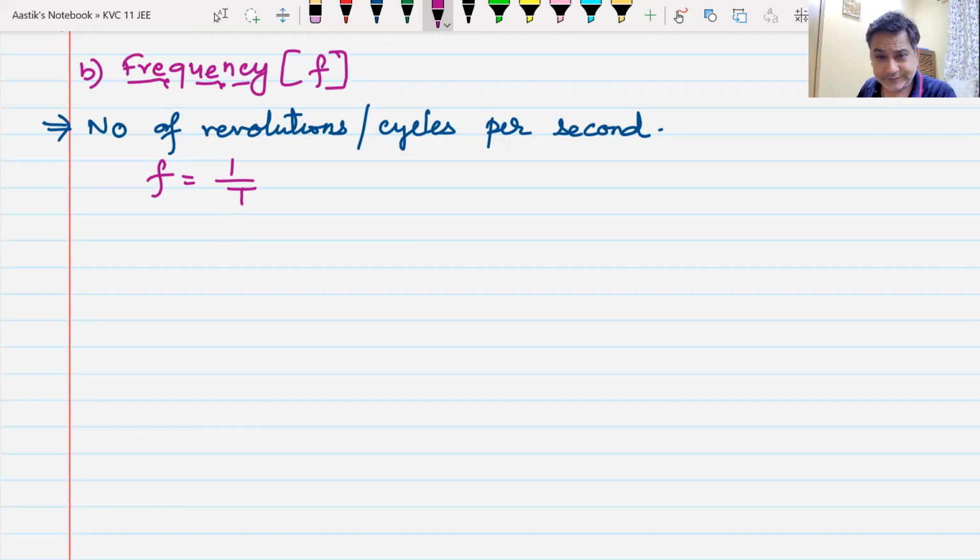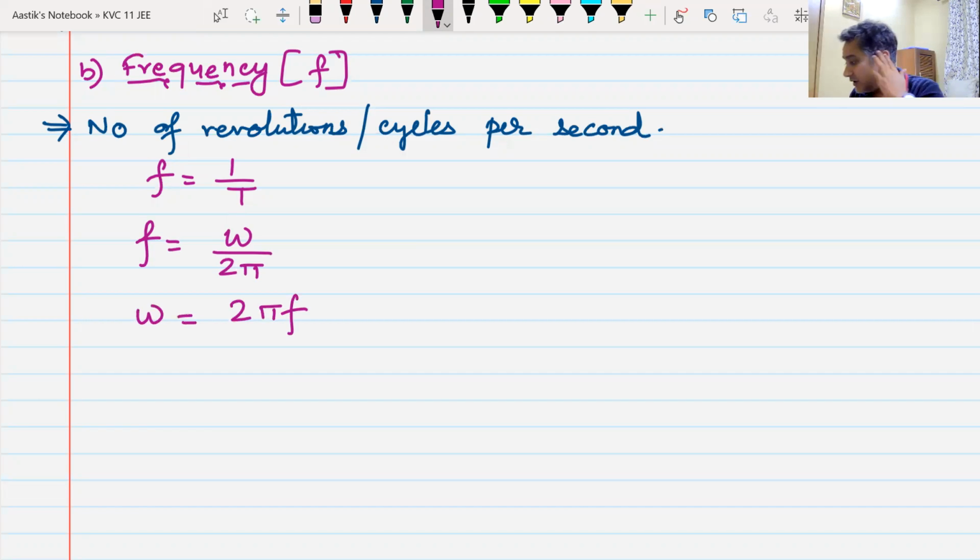Now t is 2 pi by omega. So I can also write frequency as omega divided by 2 pi, or I can also write omega as 2 pi f. So this is all the relations written together. Do we understand this? Yes or no?